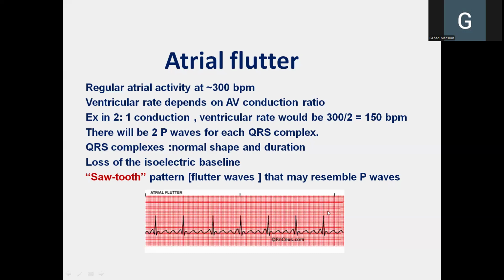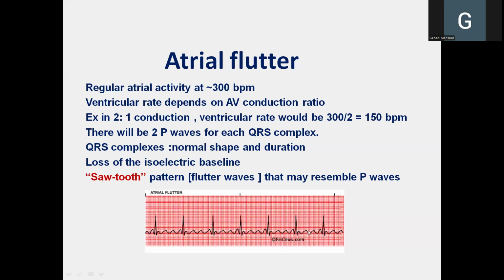Now, the QRS complexes should be normal in shape and normal in duration. Again, why? Because they are conducted normally across the AV node. And this is, of course, the second type of arrhythmia where we find a loss of the isoelectric baseline, because we have multiple P waves on the horizontal line, and they mask the isoelectric line. There is no possibility to see an isoelectric line.